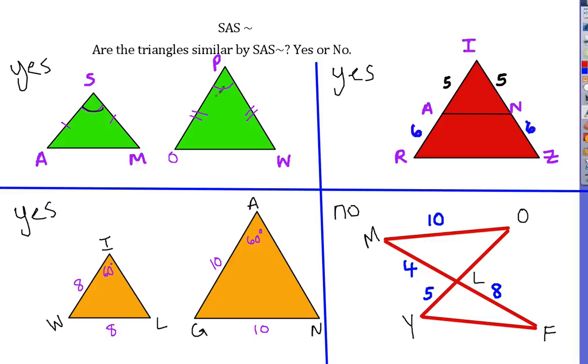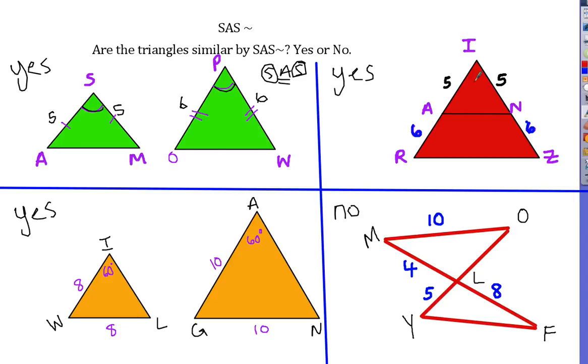If you look here, I have a pair of angles congruent. So that's enough for the angle part of the SAS. But I have to show that I have two pairs of proportional sides. If I look here, these two sides are congruent. Let's make up a measure. Let's say it's 5 and 5. Let's say here it's 6 and 6. If I notice when I compare them, 5 to 6 equals 5 to 6. So yes, they are proportional.